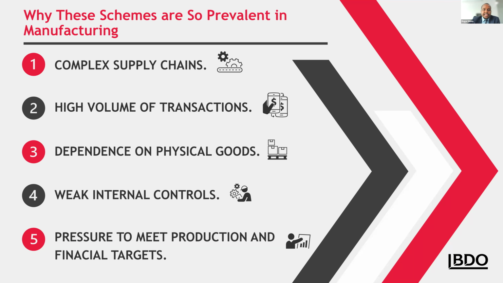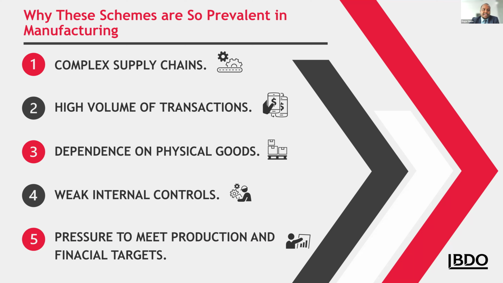The next is weak internal controls. This is also a reason why manufacturing firms, particularly smaller or mid-sized ones, may face these kinds of fraud, because they may lack strong internal controls, including segregation of duties. In smaller manufacturing companies, employees responsible for procurement, inventory management, or payroll may have too much autonomy, and this allows them to manipulate processes and conceal their fraud much more easily. Additionally, in fast-paced environments focused on production goals, financial oversight may not be as stringent, which creates more opportunities for fraud.